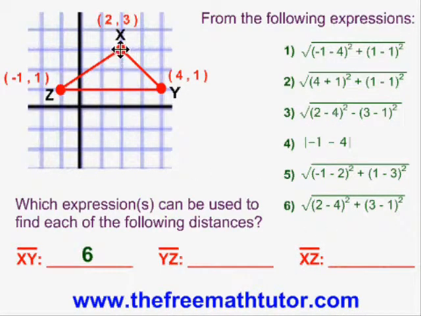Let's skip over and look at distance XZ next. We have the point (2, 3) and the point (negative 1, 1). So I'm going to have either 2 minus negative 1 or negative 1 minus 2 in the first bracket. Only one of these 6 distance formulas has something like that, and it's number 5. I have negative 1 minus 2 in the first bracket, and that would mean I would expect to see y equals positive 1 minus y equals 3 in the other bracket, and that's what I have. So number 5 is the only one of the 6 choices that determines the distance XZ.